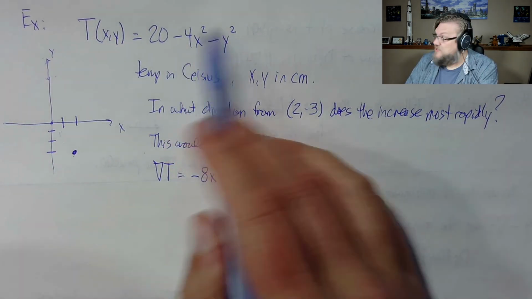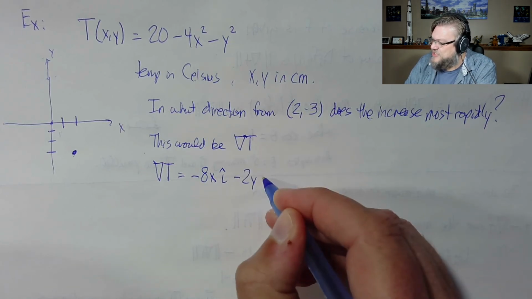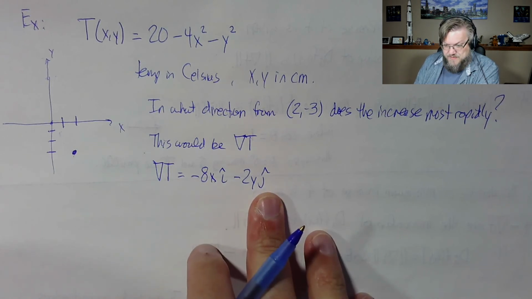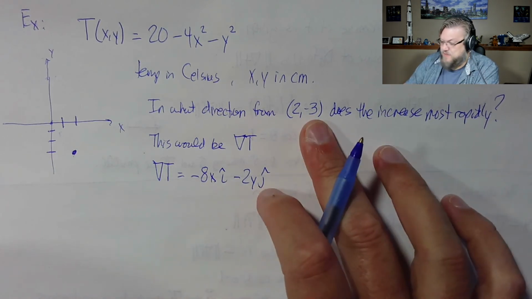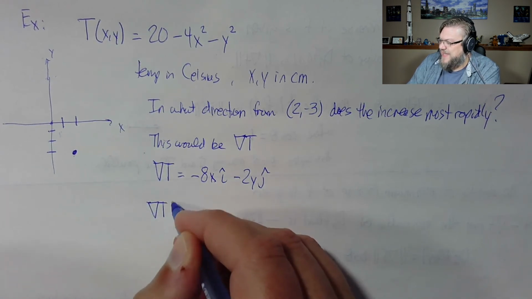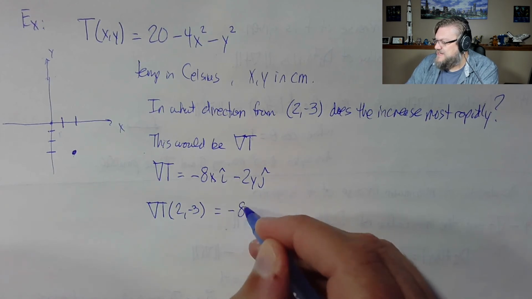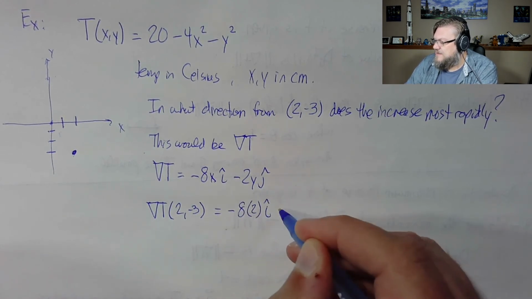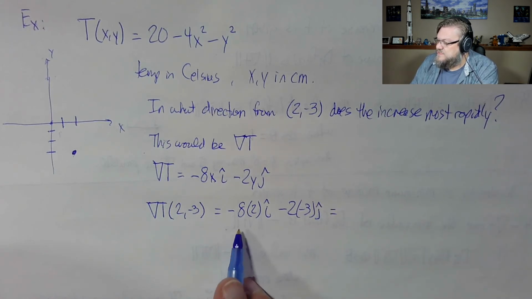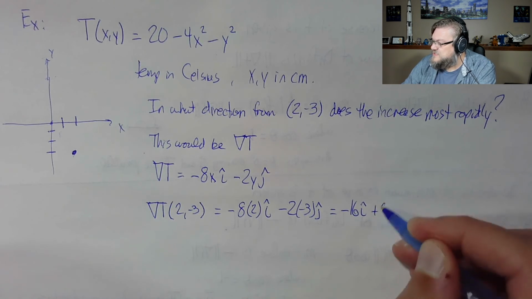Then plus the partial with respect to y. So that's going to be negative 2yj. So that's the direction that I should go in. Now just plug in the point that you care about. So what is the gradient vector at (2, -3)? And so we get negative 8 times 2i minus 2 times negative 3j. So this means I get negative 16i plus 6j.